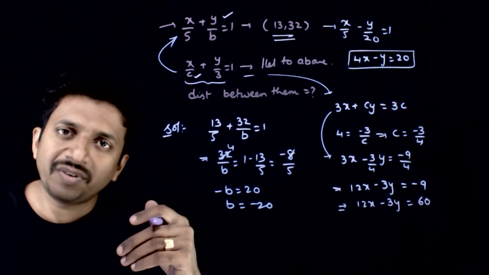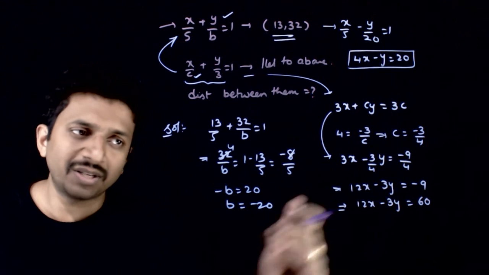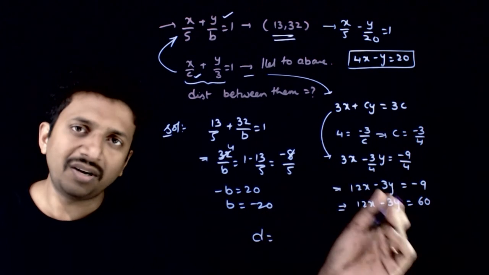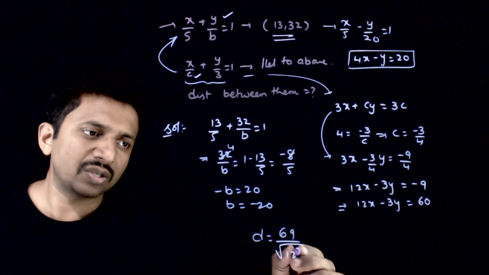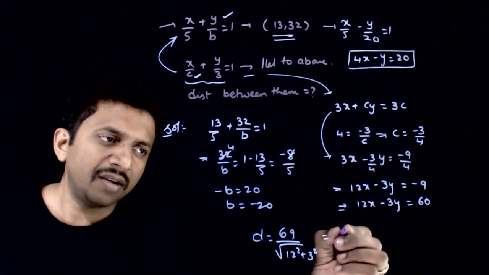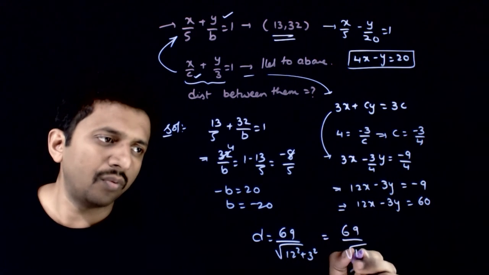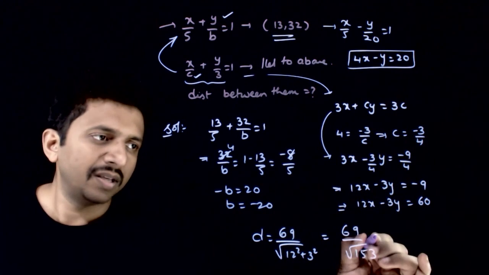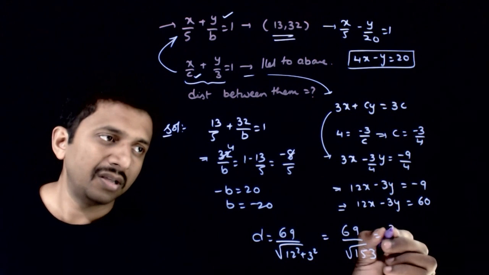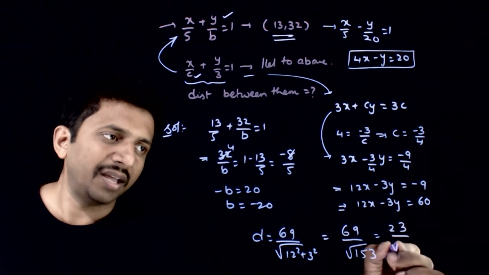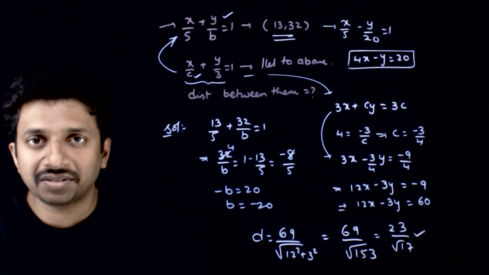So what is the distance between the two parallel lines? The difference between the constants divided by root of a square plus b square. So distance is equal to the difference between the constants, 69, by root of 12 square plus 3 square. It is equal to 69 by root of 144 plus 9, which is root of 153. 153 is 17 into 9. A 3 comes out. You get 23 by root of 17. So that's the distance between these two lines. Thank you.